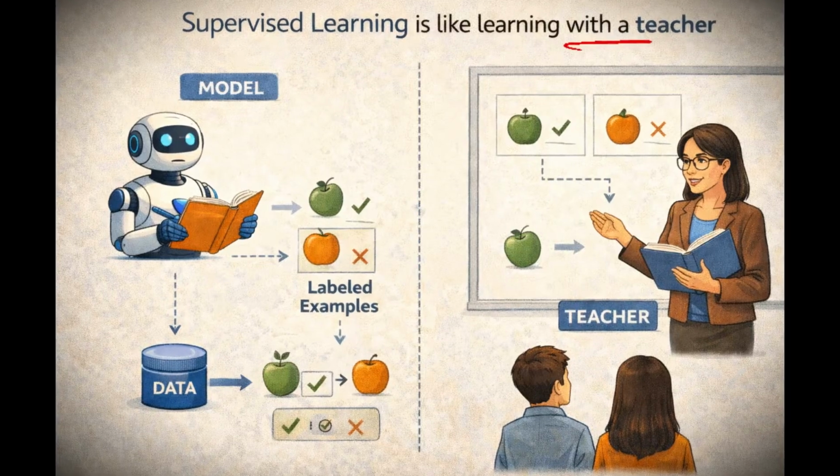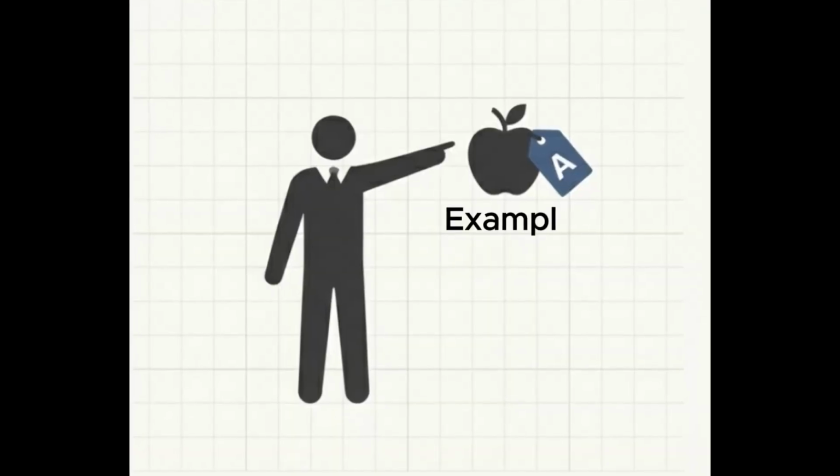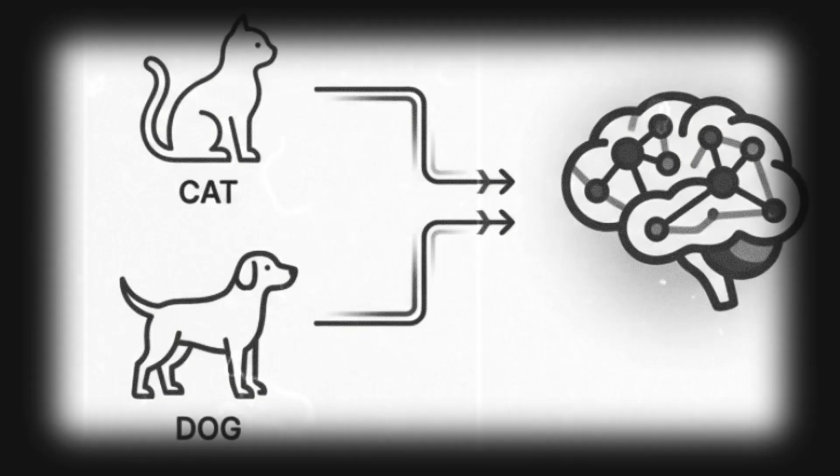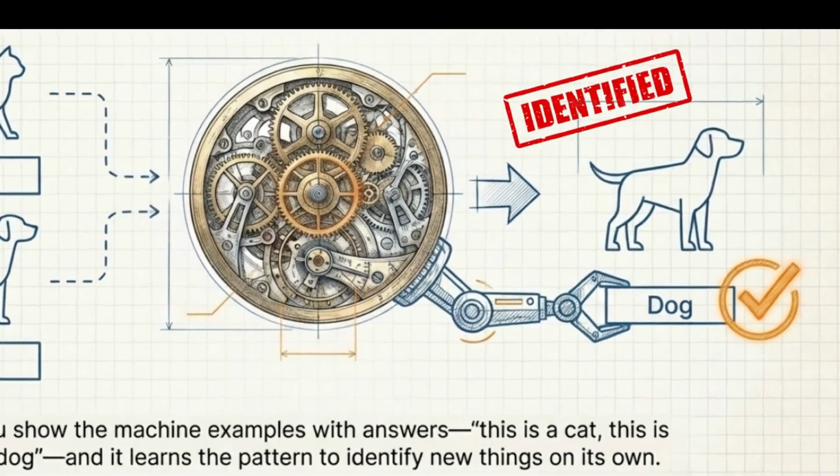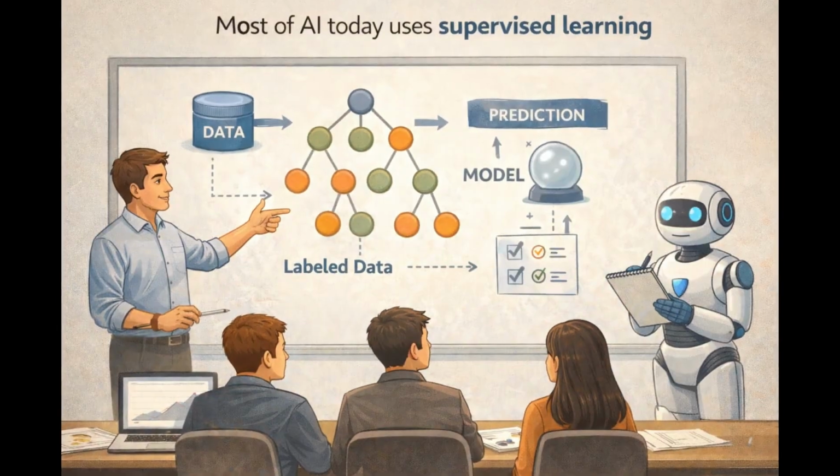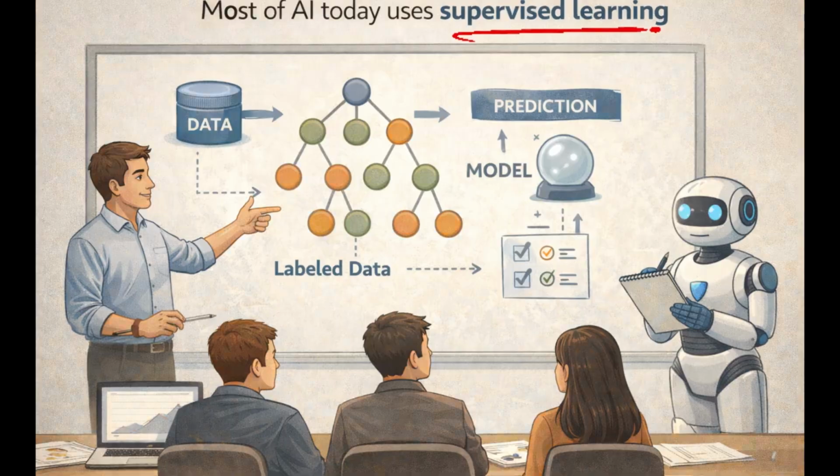Supervised learning is like learning with a teacher. You show the machine examples with answers, labeled data, and it learns the pattern. Then it can identify new images on its own. Most of AI today uses supervised learning.